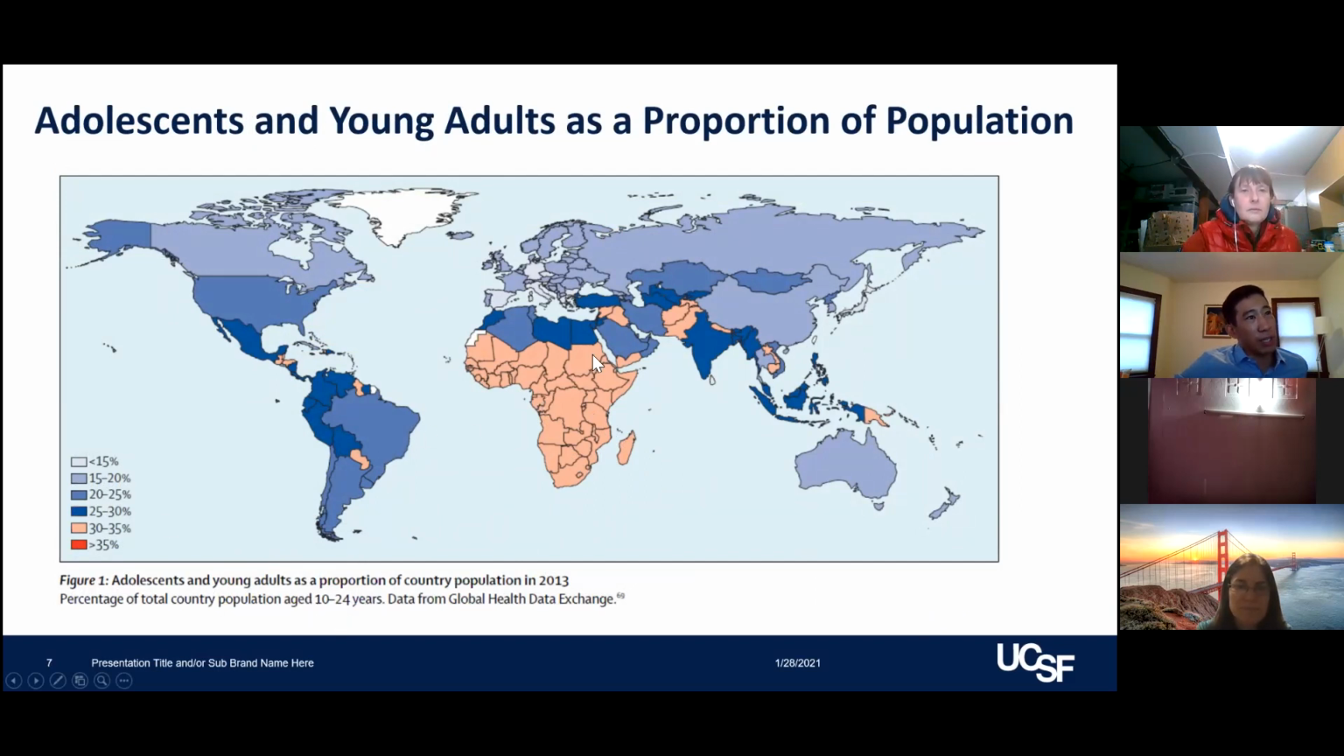But actually, as you can see in most of sub-Saharan Africa, 30 to 35% of the population is adolescents and young adults. So in Kenya and sub-Saharan Africa, adolescents have a larger proportion of the population than almost anywhere else in the world. You can see that in the Americas, it's more like 20 to 25%, also Asia. So actually the largest proportion of the population in sub-Saharan Africa compared to other countries is in this age range of adolescence and young adulthood.